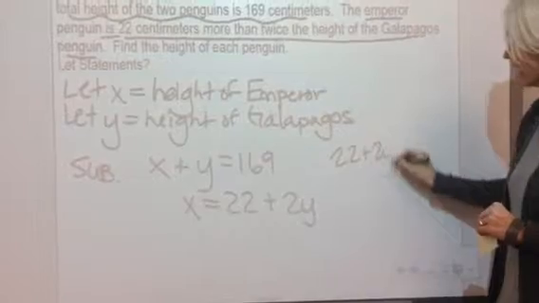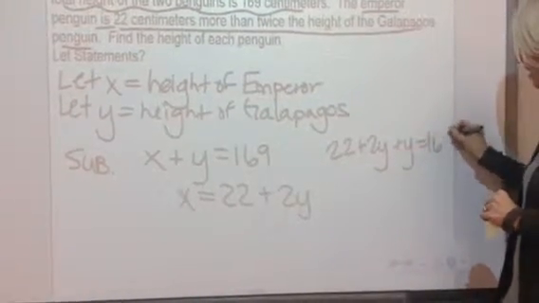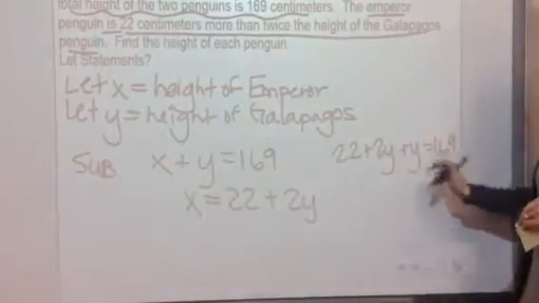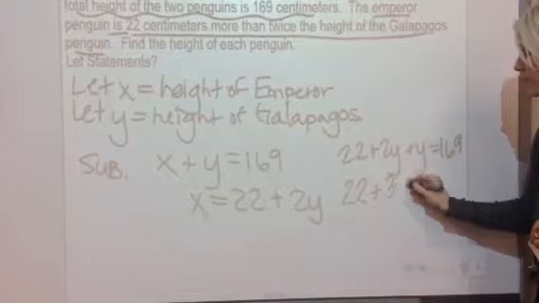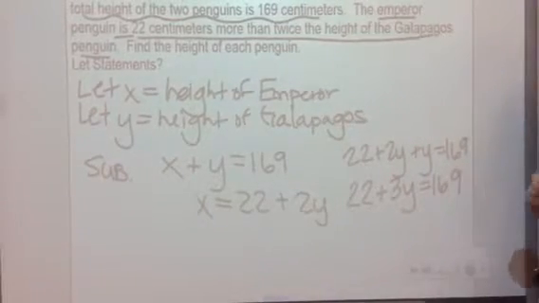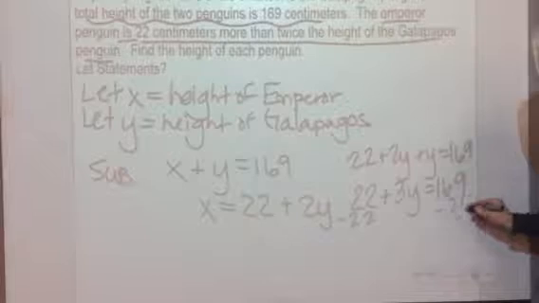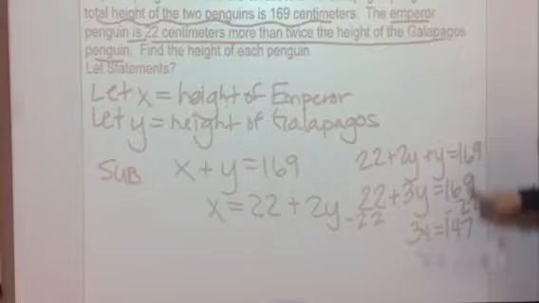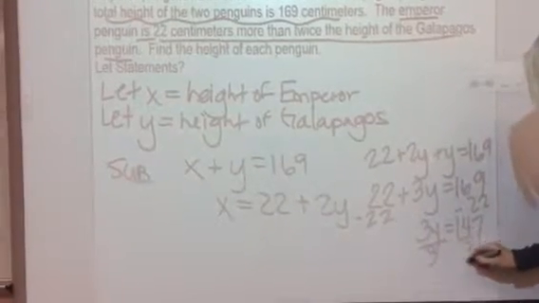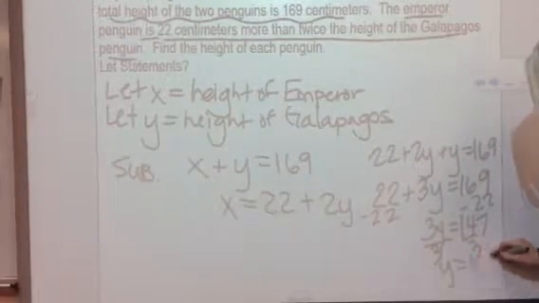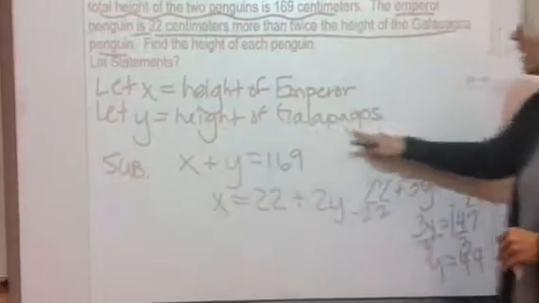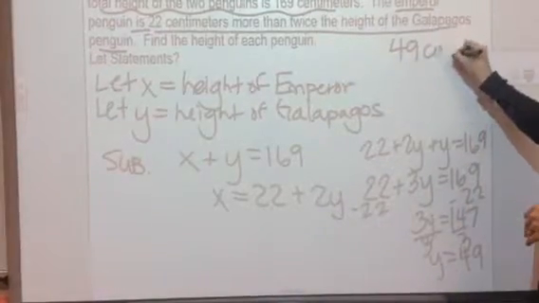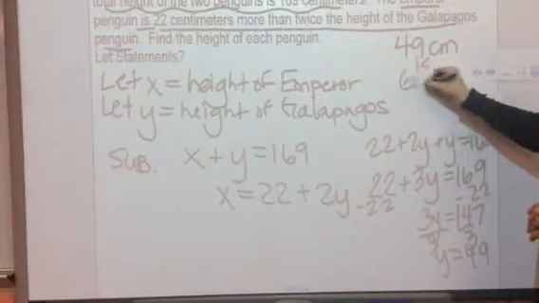22 plus 2y plus y equals 169. I just plugged this 22 plus 2y in for x. Combine our y's, so I have 22 plus 3y equals 169. Subtract 22, and I get 3y equals 147. Now I'm going to divide by 3, and I get y equals 49. So the height of the Galapagos is 49, and we're working in centimeters here. So 49 centimeters is Galapagos height.